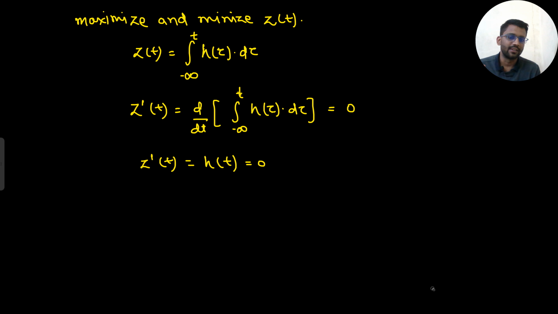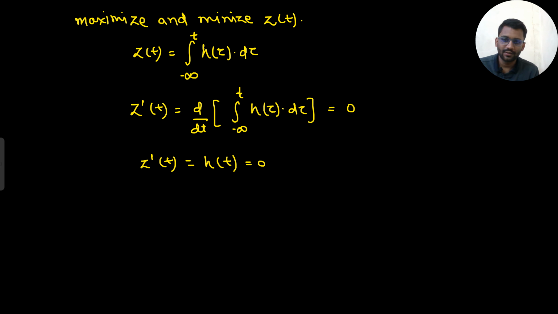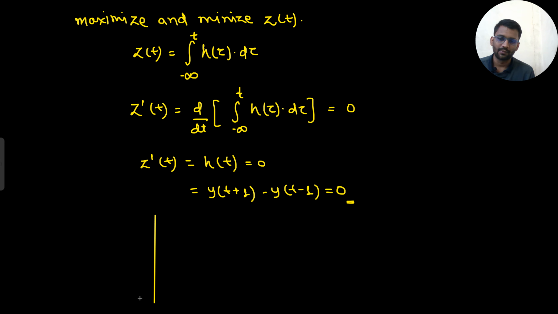So what was your h of t? You need to put h of t equal to 0. So that means this you need to put equal to 0. That means y of t plus 1 minus y of t minus 1 should be equal to 0. Now what is our y of t? That we need to draw. This is your z dash of t.